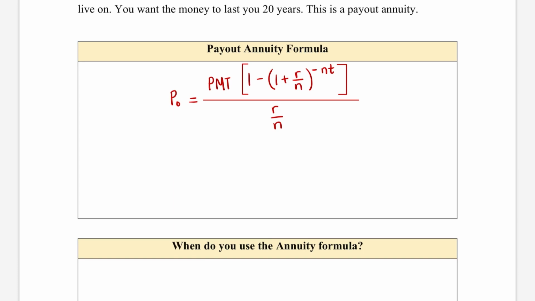The formula for payout annuity is P of 0 equals PMT, open bracket, 1 minus, open parentheses, 1 plus R over N, close parentheses, raised to the negative N times T, close bracket, the whole thing over R divided by N, where P of 0 is the balance in the account at the beginning, or principal.